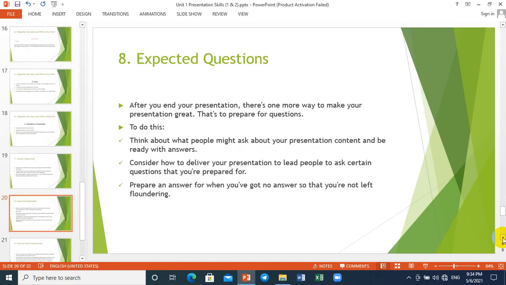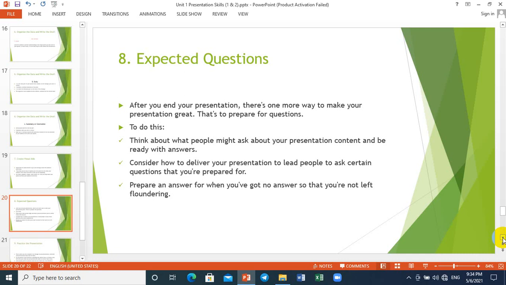Step 8. Expected questions. Expected questions refer to the questions that we think the audience will ask when we conduct our presentation. After you end your presentation, there is one more way to make your presentation great, that is to prepare for questions. So how can we prepare for questions? Think about what people might ask about your presentation content and be ready with answers.